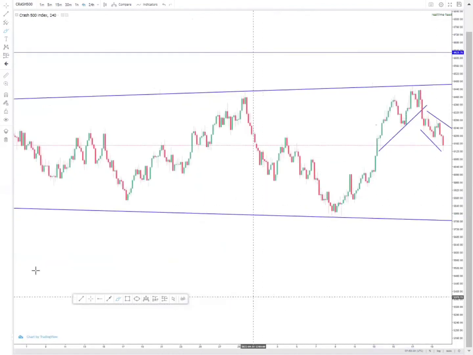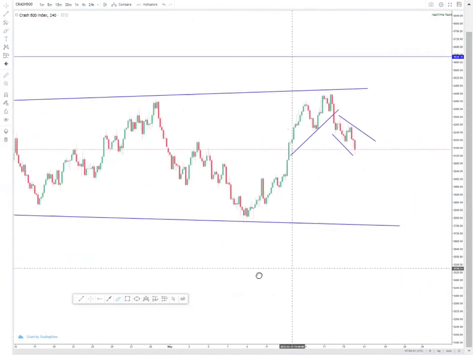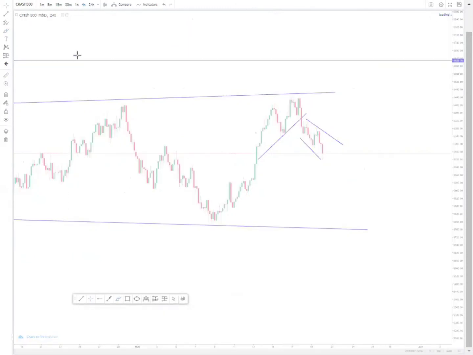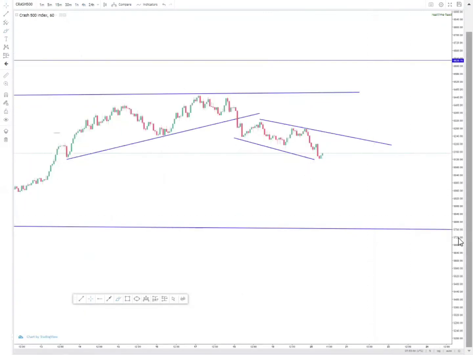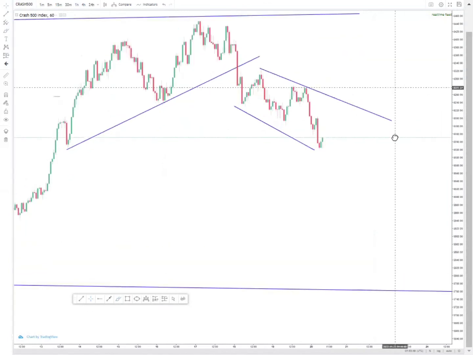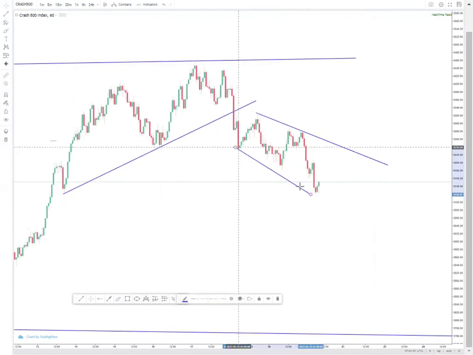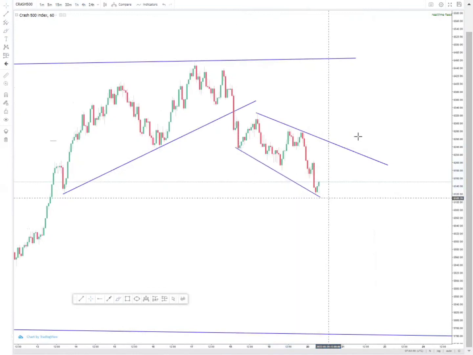Oops, I'm sorry about that, guys. So yeah, this is simple. Let's go to 1 hour time frame and let us see what it has for us. As you can see, you have to fix your trend lines.